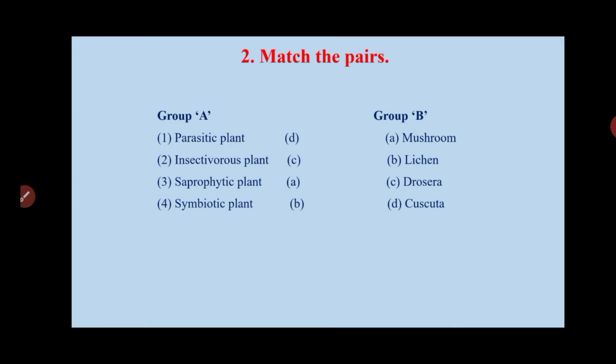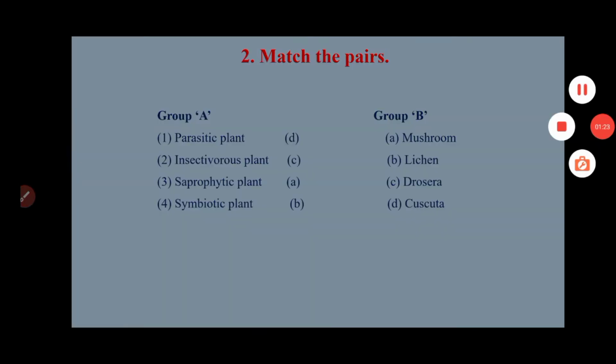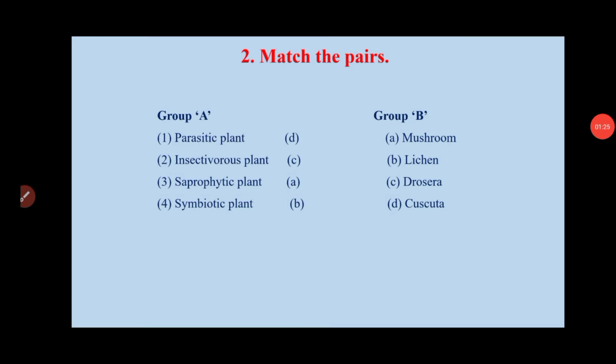Then the second question is match the pairs. Two groups are given, group A and group B. In group A, parasitic plants, insectivorous plants, saprophytic plants and symbiotic plants are given. And in group B, mushroom, lichen, drosera and cuscuta are given.